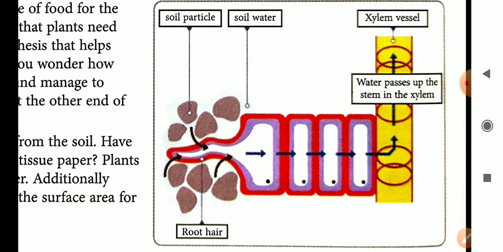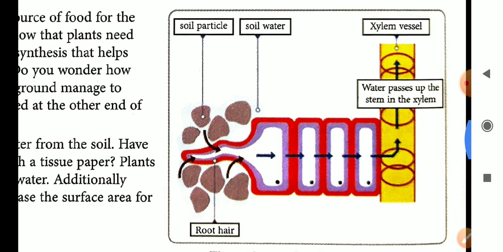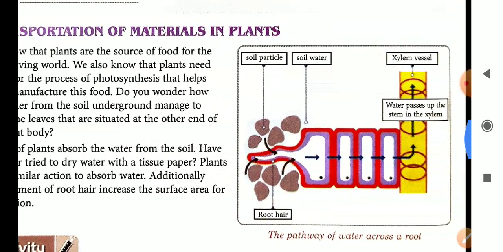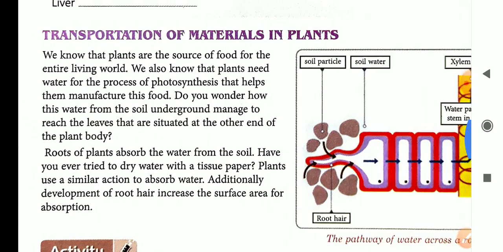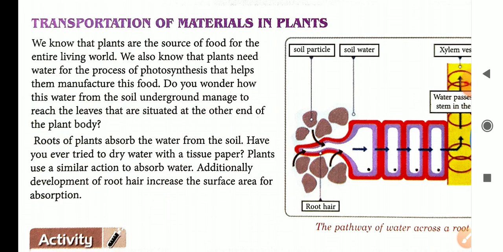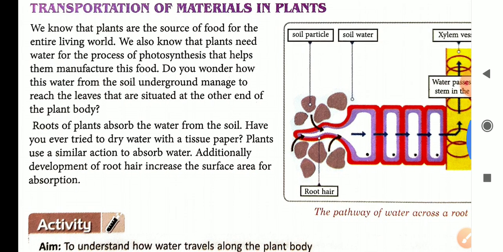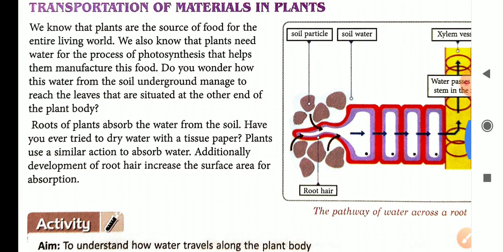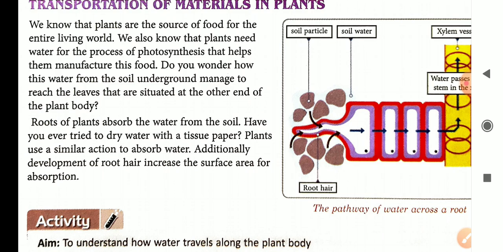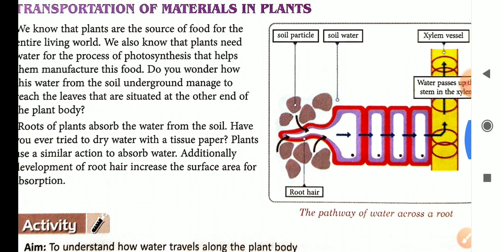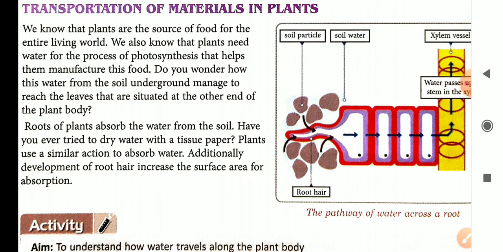Now, today I am going to start transportation of materials in plants. So, the materials get transported in plants also, because the plant is a living being and it also needs food and water and air to survive. So, the plants need water for the process of photosynthesis, which helps them to manufacture food.